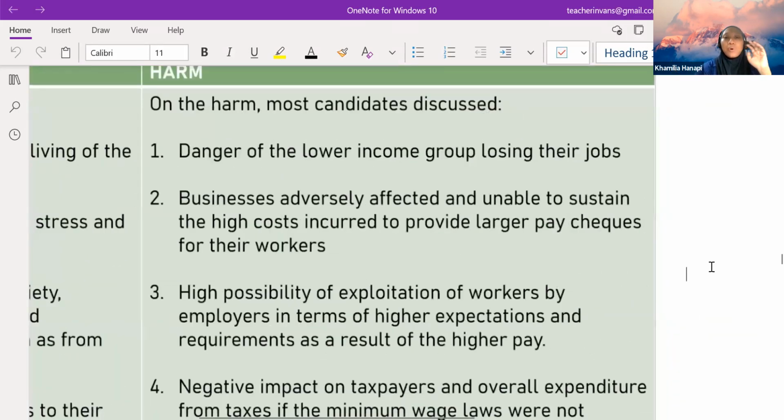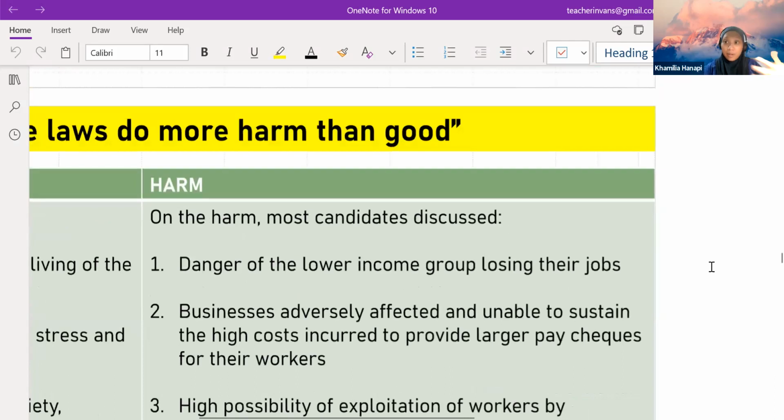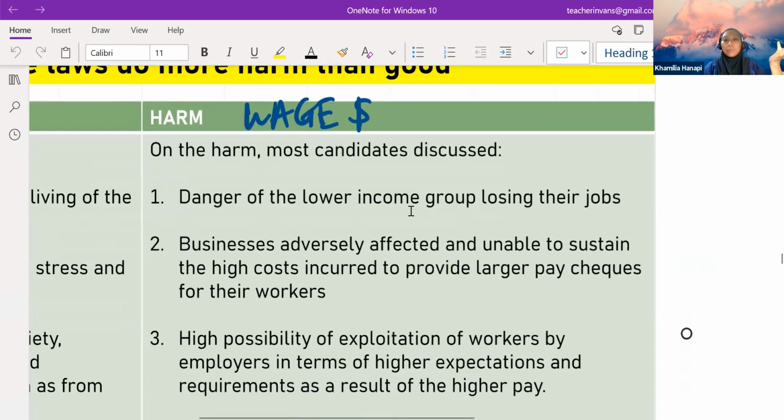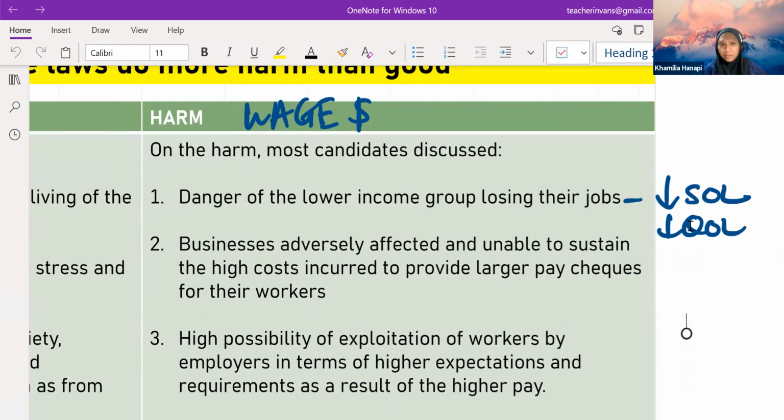So how does it create harm? Because we're talking about economics, we're talking about standard of living, we're talking about wage. So focus your ideas there. We are talking at the end of the day about wage, and wage is all about the money. Agree? So how does it lead to harm? Because lower income groups can lose their jobs. When they lose their jobs, standard of living decreases. And when standard of living decreases, quality of life decreases. That is your link.